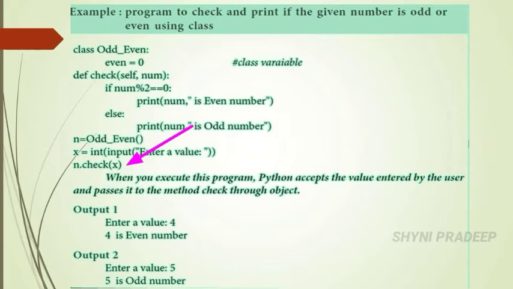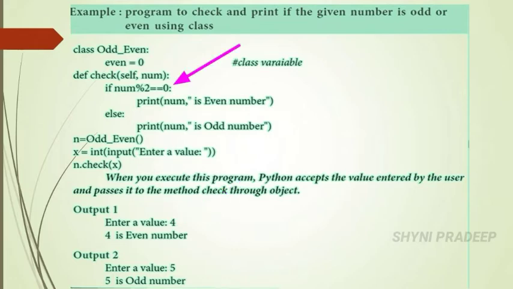So when you are entering the value for x, this check function will be executed. When you execute this program, Python accepts the value entered by the user and passes it to the method, which means function, to check through the object. Here the function is the check function. Two variables are given, self and num. You need not pass a value for the self argument, but you have to pass the value for the num argument, that is x.